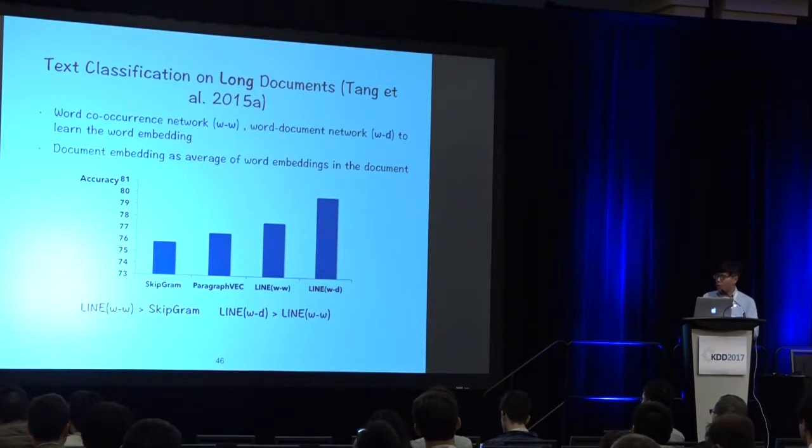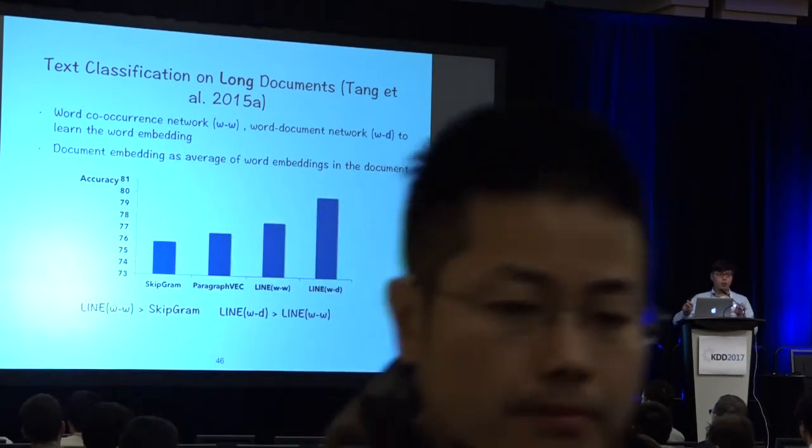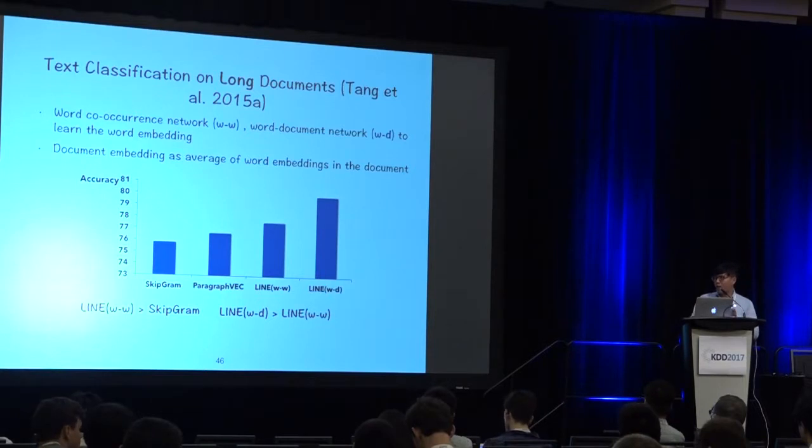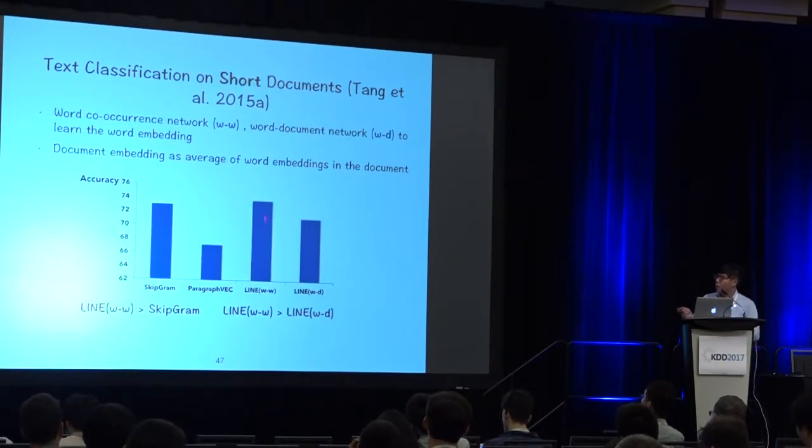And on long documents, these are results on long documents, and we can see that on long documents, LINE with the word document network actually outperforms LINE with the word co-occurrence network. This is because on long documents, the word document network captures the document level word co-occurrence information, which is more informative than the word co-occurrence network, which captures the local context level word co-occurrence information, right? So in other words, on long documents, document level word co-occurrence information is more informative than local context level word co-occurrence information.